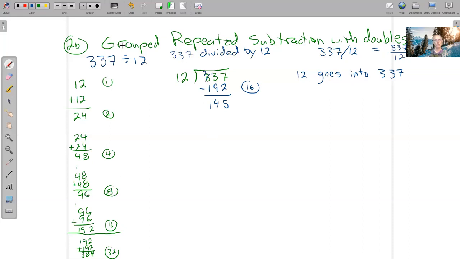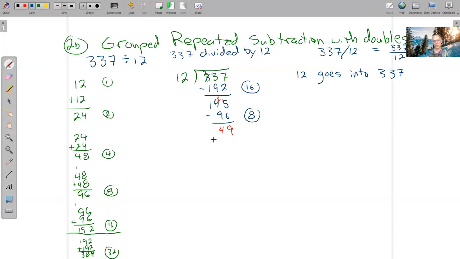And then I can't take any more 192s out, but I can go to the 96. I can take out 8 of them. So then I'm going to subtract 96, which is 8 of them, and then do the subtraction. So I got to borrow here. 15 minus 6 is 9. And then 13 minus 9 is 4. And let's see, so I'm done with 96.